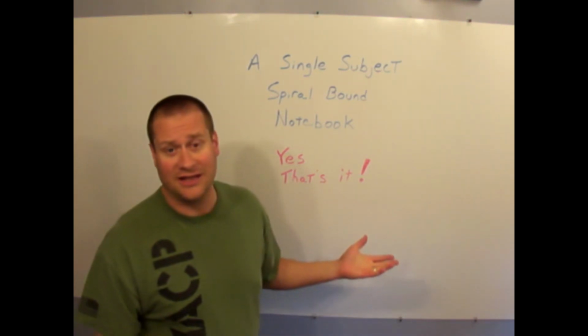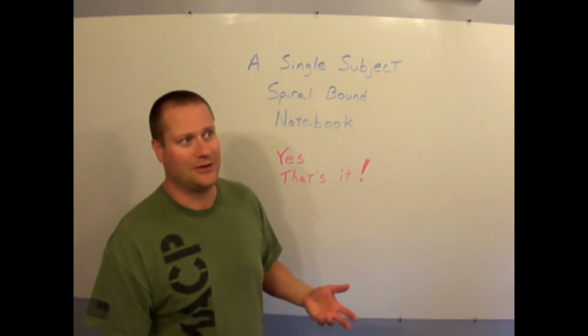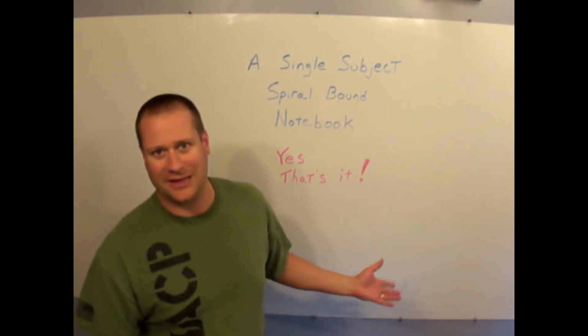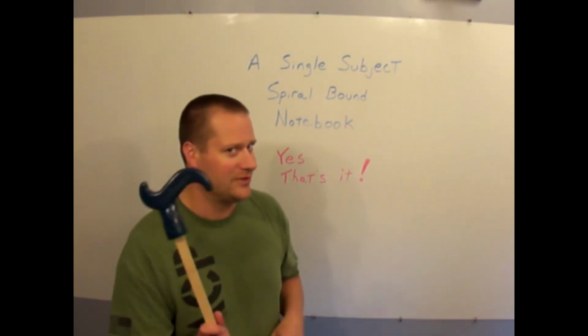But that's it. You just need to, next time you go to the grocery store, find a single subject spiral bound notebook that costs about 88 cents and bring one home and bring it with you every single class. Make sure you don't forget it.